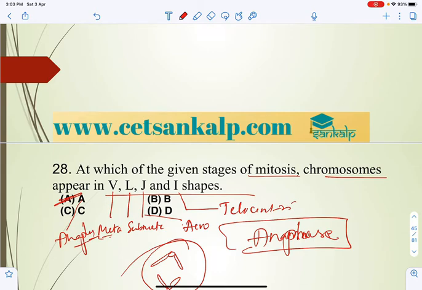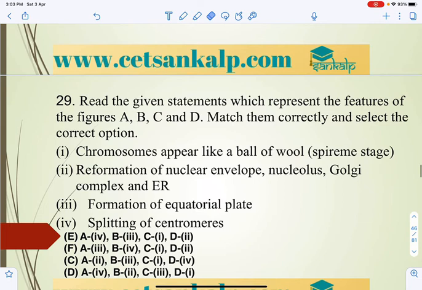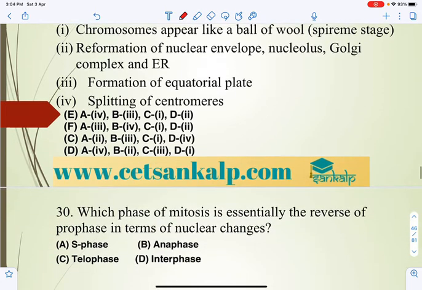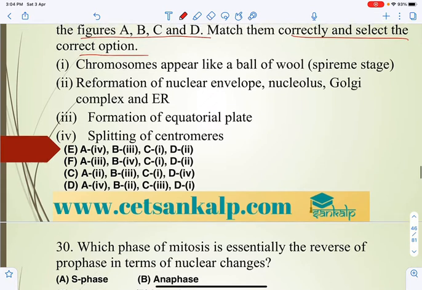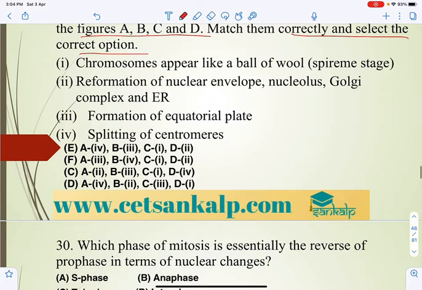Next, read the given statement which represents the feature of figure ABCD, match them correctly and select the correct option. By seeing the figure ABCD which was given, let us take it with respect to the diagram. The chromosomes appear like a ball of wool, right? You can say this is the prophase stage.